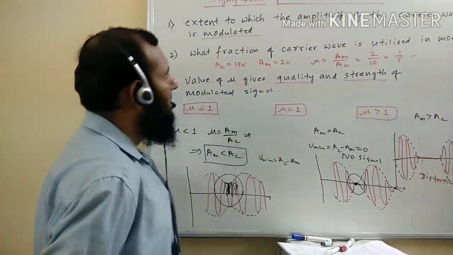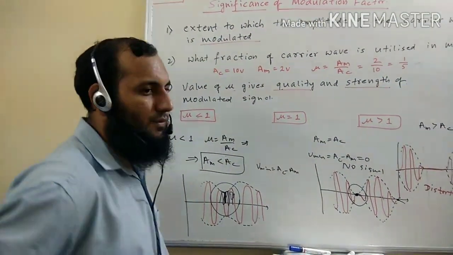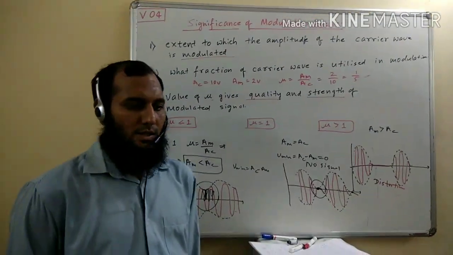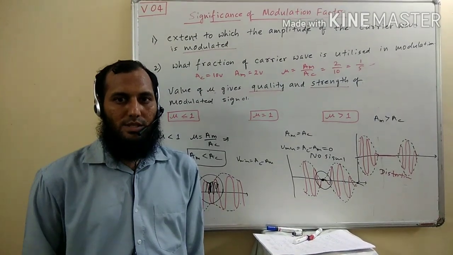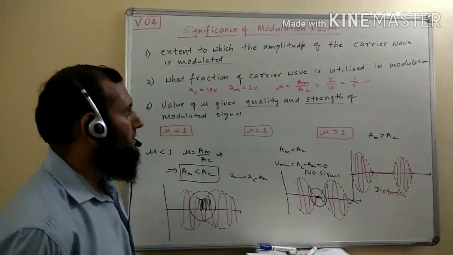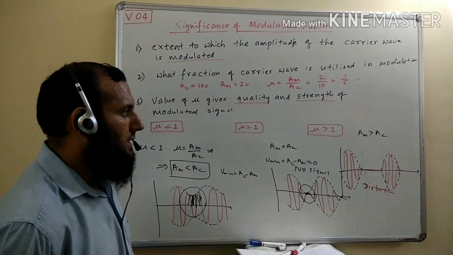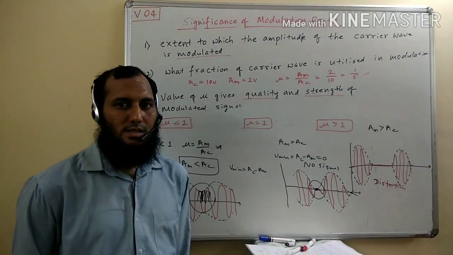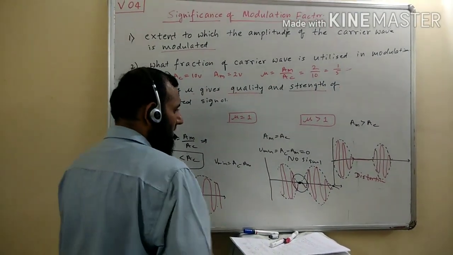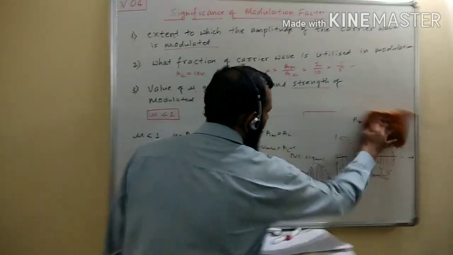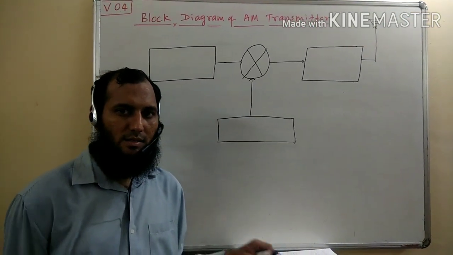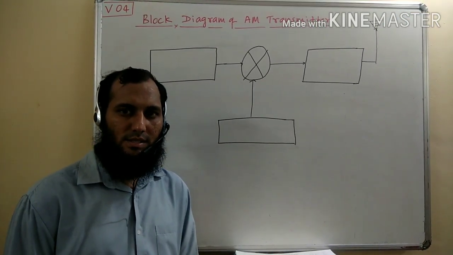So in this part we have seen the significance of modulation factor, and you may get a 5 marks question like, give the significance of modulation factor. It's very important as far as quality and strength of the signal is concerned. Next we'll go for the AM transmitter. Let us see the block diagram of the AM transmitter, and this forms the end of this lecture.